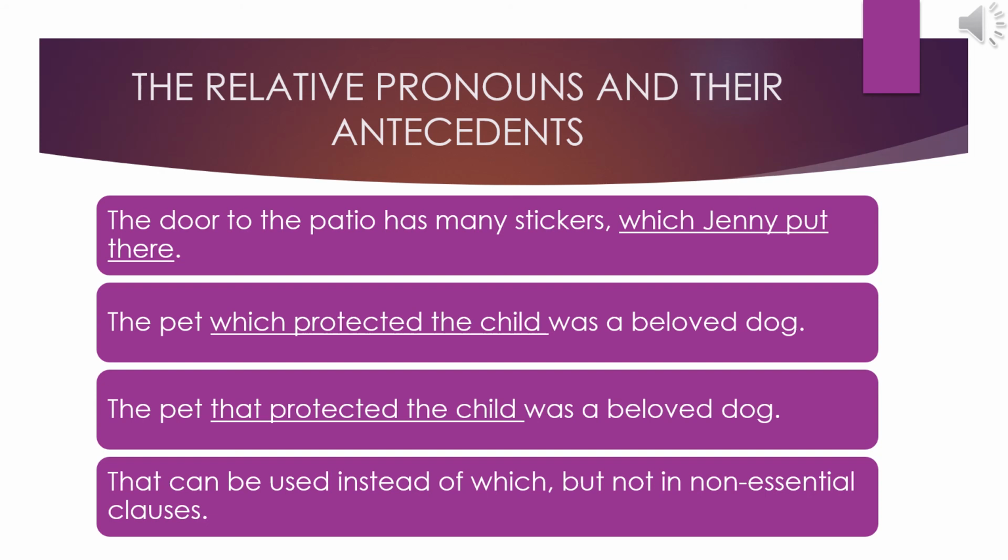In this next example, we can observe that the relative clause is being introduced by the word which. That means that the antecedent for the relative clause is not going to be a person. It's going to be a thing, an animal, or a concept, but not a person, right? So we also know that the relative clause should be placed right next to the word that it modifies. In this case, it's stickers, right? The door to the patio has many stickers, which Jenny put there.